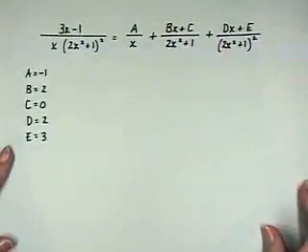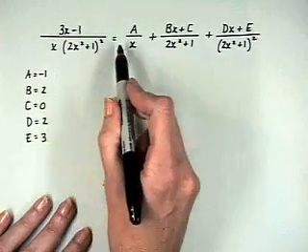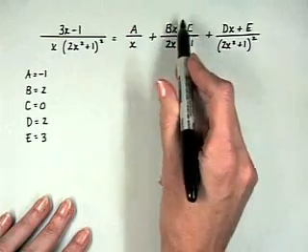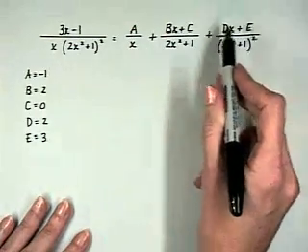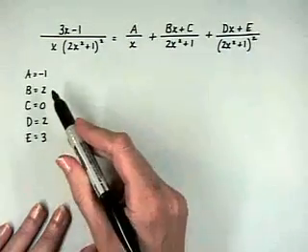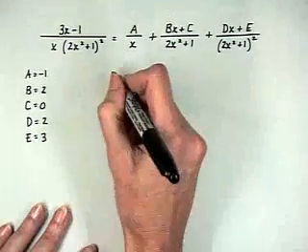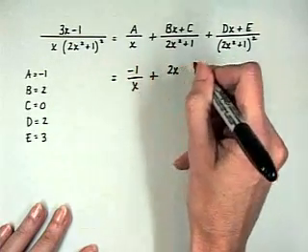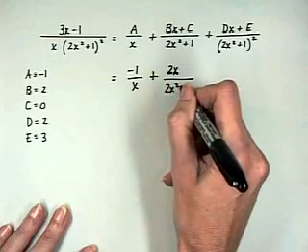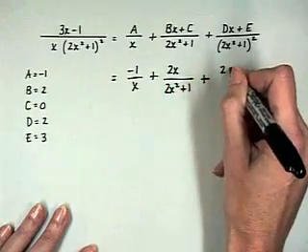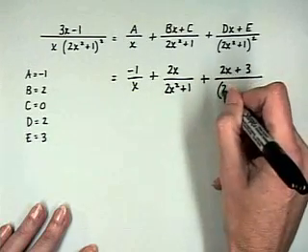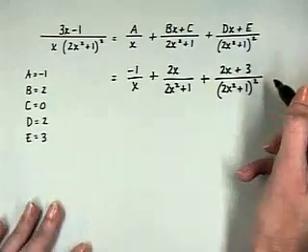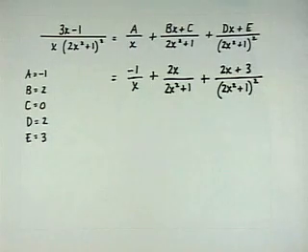Let's take those values that we found and substitute them back into our original format. We had the original fraction in this format equal to A over x plus the linear factor over the quadratic to the first power plus the linear factor over the quadratic to the second power. These are the values for A through E that we have found. If we substitute in, we get -1 over x plus 2x plus 0 over 2x squared plus 1 plus 2x plus 3 over 2x squared plus 1 quantity squared. And this is the partial decomposition that we found.